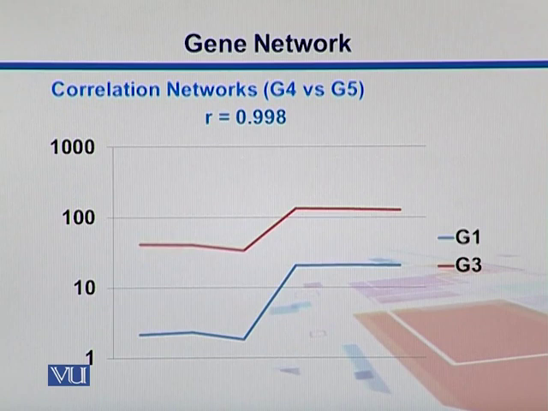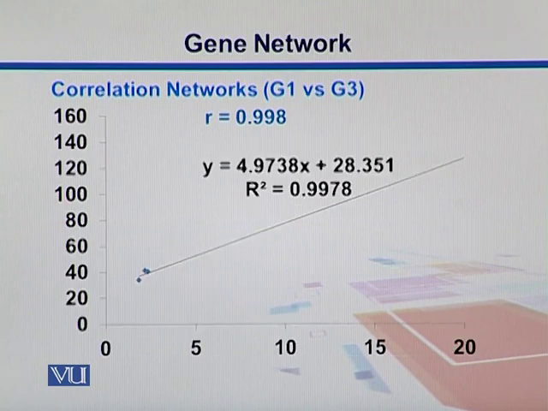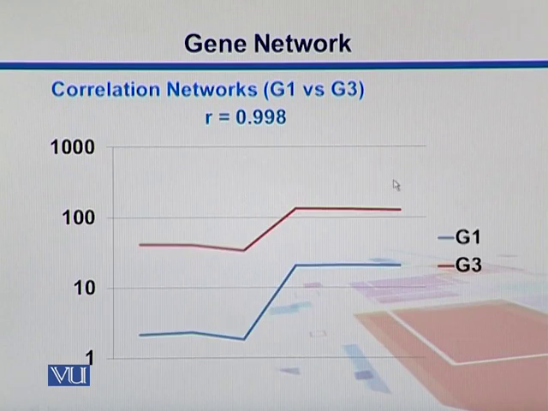In fact, here we see another pair of genes, G1 and G3. We see that both of them are positively correlated with one another. The correlation value is 0.998. Both of them are increasing. As long as A is increasing, B is also increasing. So we fit a line which is like this. If you look into their individual profiles, we see that both of them are following a similar pattern. So they are increasing at the same rate.